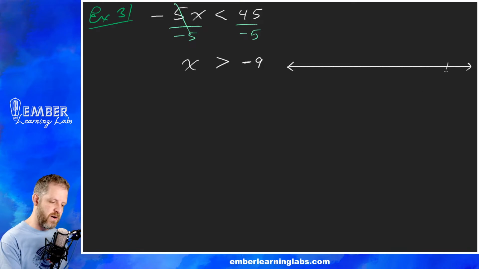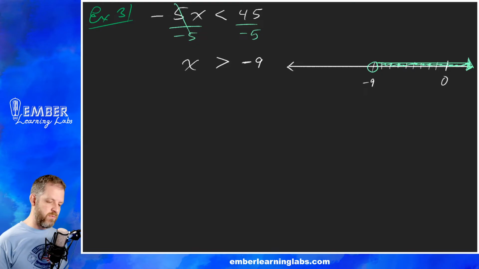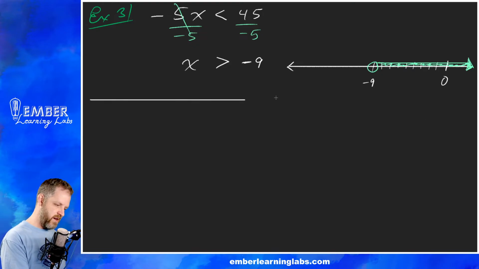We're going to put our 0 mark on here, and we're going to do 1, 2, 3, 4, 5, 6, 7, 8, 9. We're going to put an open circle, right? Oh, I need to label this as negative 9. I'm going to put an open circle because it's just greater than, and we're going to shade in the greater than direction, so to the positive side. There we go. No big deal. Let's do one more example, and then we will be through.